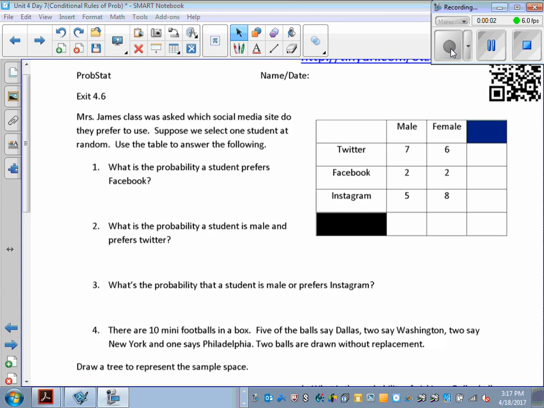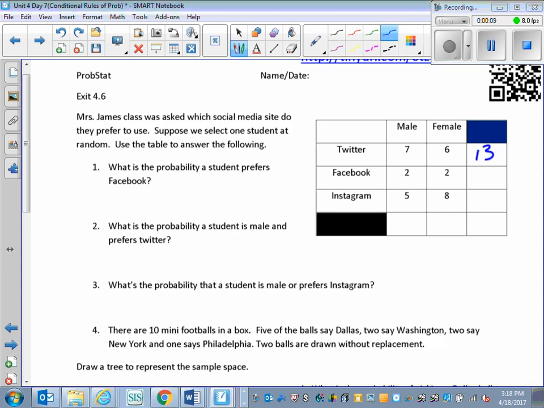Alright, let's go through this formula. First and foremost, let's fill in the totals. So for Twitter we have 13, Facebook we have 4, Instagram is 13. For the males, there are 14, female there are 16, and there is a total of 30. So the probability of a student preferring Facebook is going to be 4 out of 30.